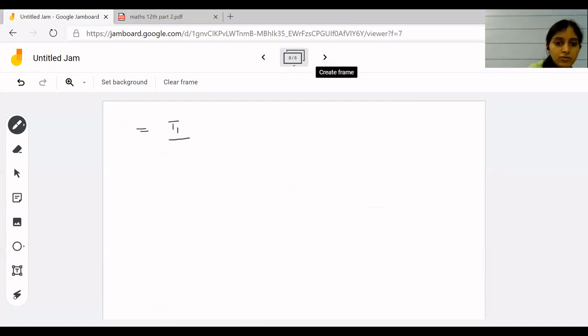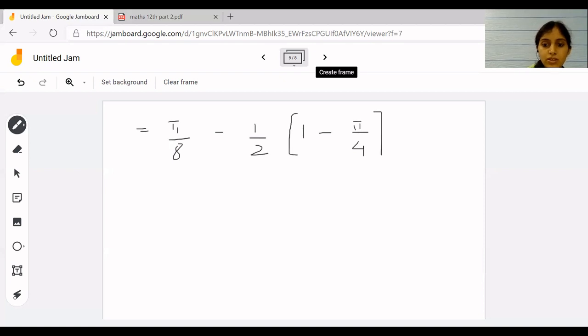pi by 8 as your first term, minus half, and then in the bracket we have, let's substitute the integral value. So 1 minus tan inverse x, that is tan inverse of 1, minus pi by 4. Okay, and for the 0, you'll have minus 0 minus tan inverse of 0. Okay, so you'll be left with only this much in the answer.